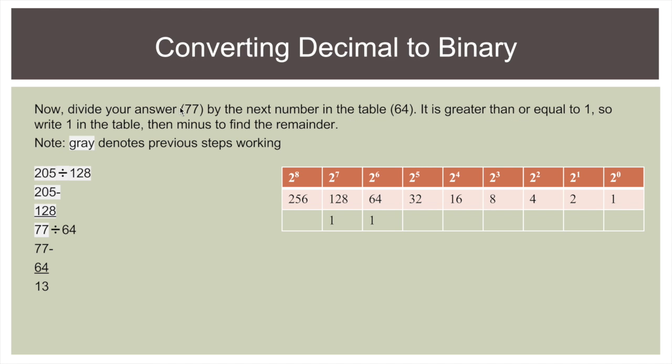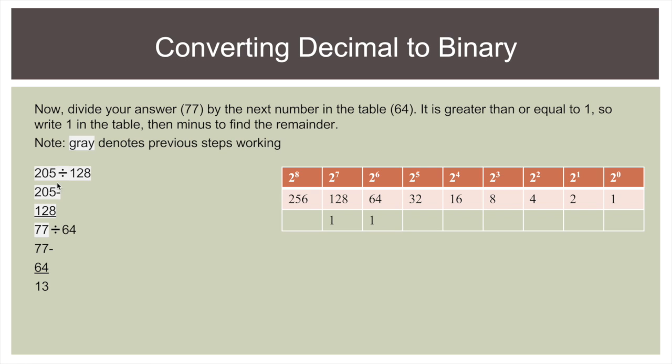So now we divide our answer, which was 77, by the next number in the table, which is 64. It's greater than or equal to 1, so write 1 in the table. So we've got 77, we divided that by 64. 77 minus 64 equals 13.